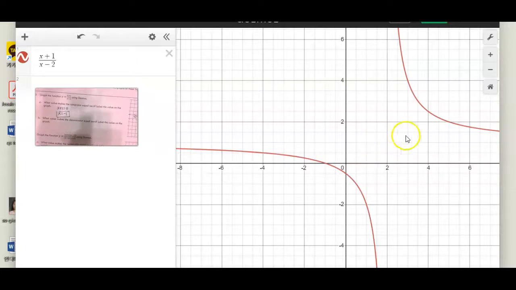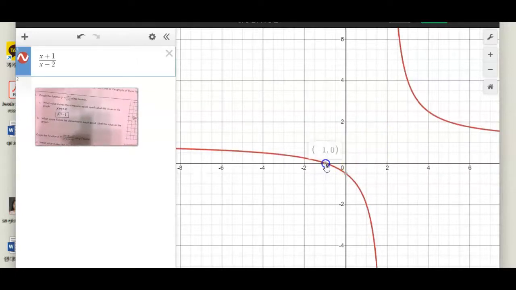So when you look at the graph, when x is negative 1, I'm clicking x equals negative 1. You see that right there? What's the y value? 0. So let's label that: negative 1 comma 0. Right there, negative 1 comma 0.